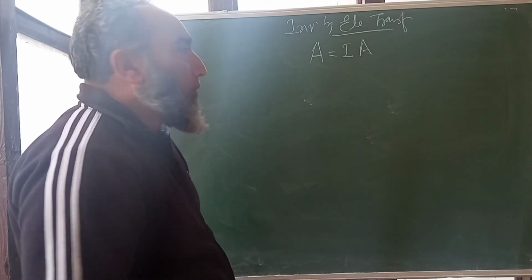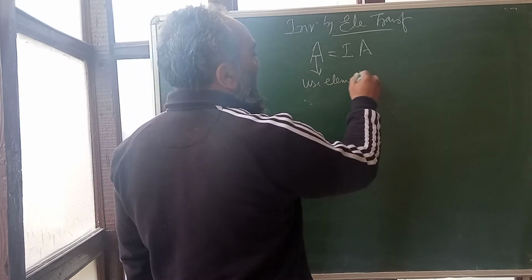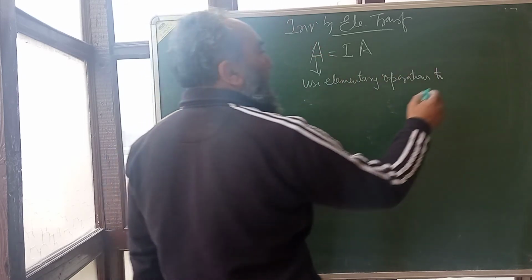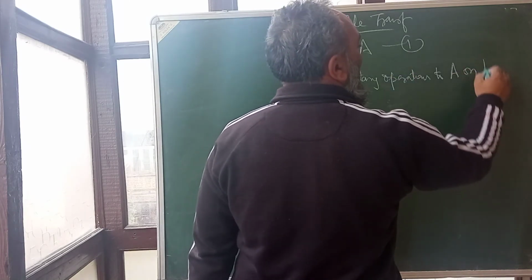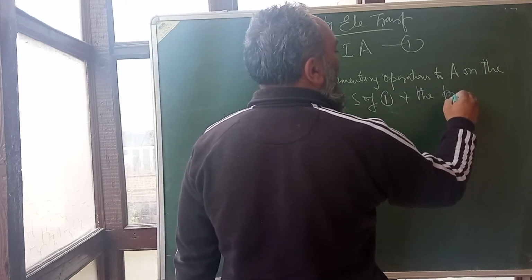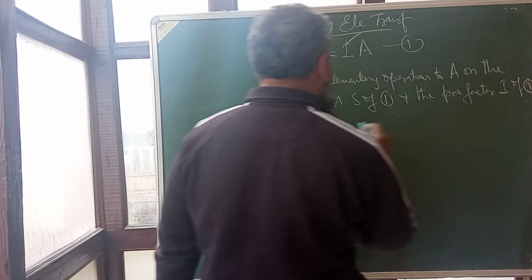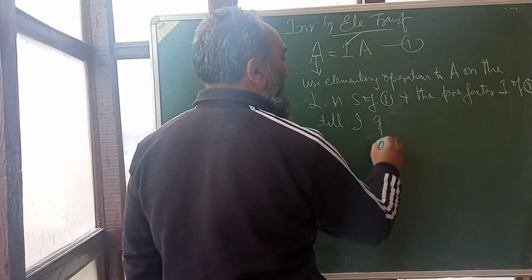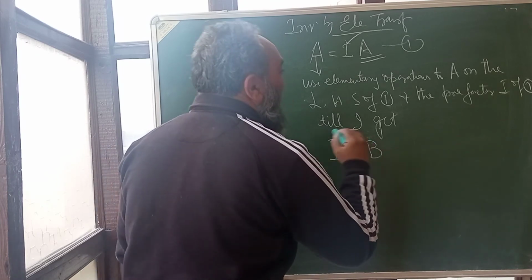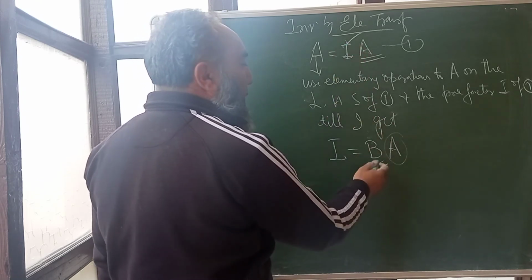There is no harm. What I will do is that I will use elementary operations to this A on the left hand side of this, and the prefactor I, till I get, I will not do anything to this A. So I'll get this as I, this as some other matrix B, and this is A. This is A as it is, this is B, this I has been turned into B and A into I.